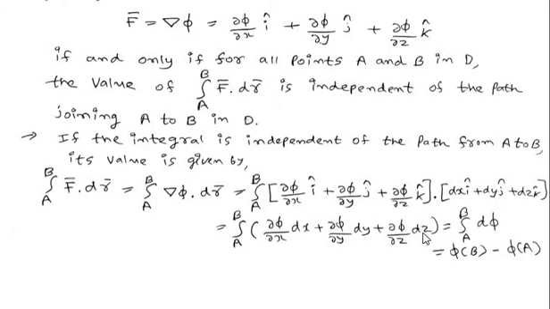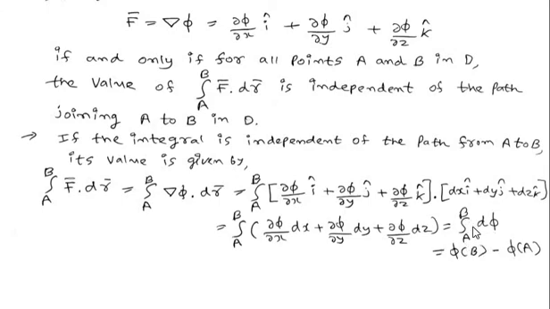Now this is in the differentiable form, right? Because phi is a function of x, y, z. So d phi will become del phi by del x dx plus del phi by del y dy plus del phi by del z dz, if phi is a function of x, y, z. So we can write this as d phi. So this result equals the integration from a to b of d phi.